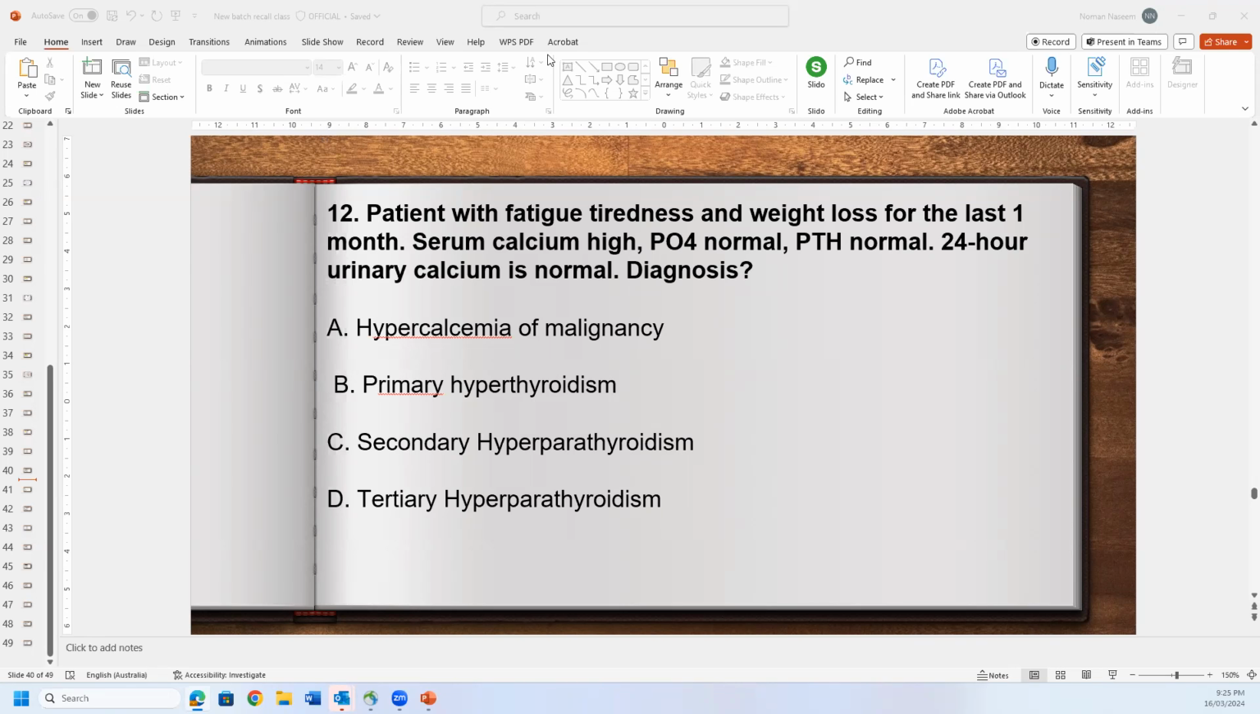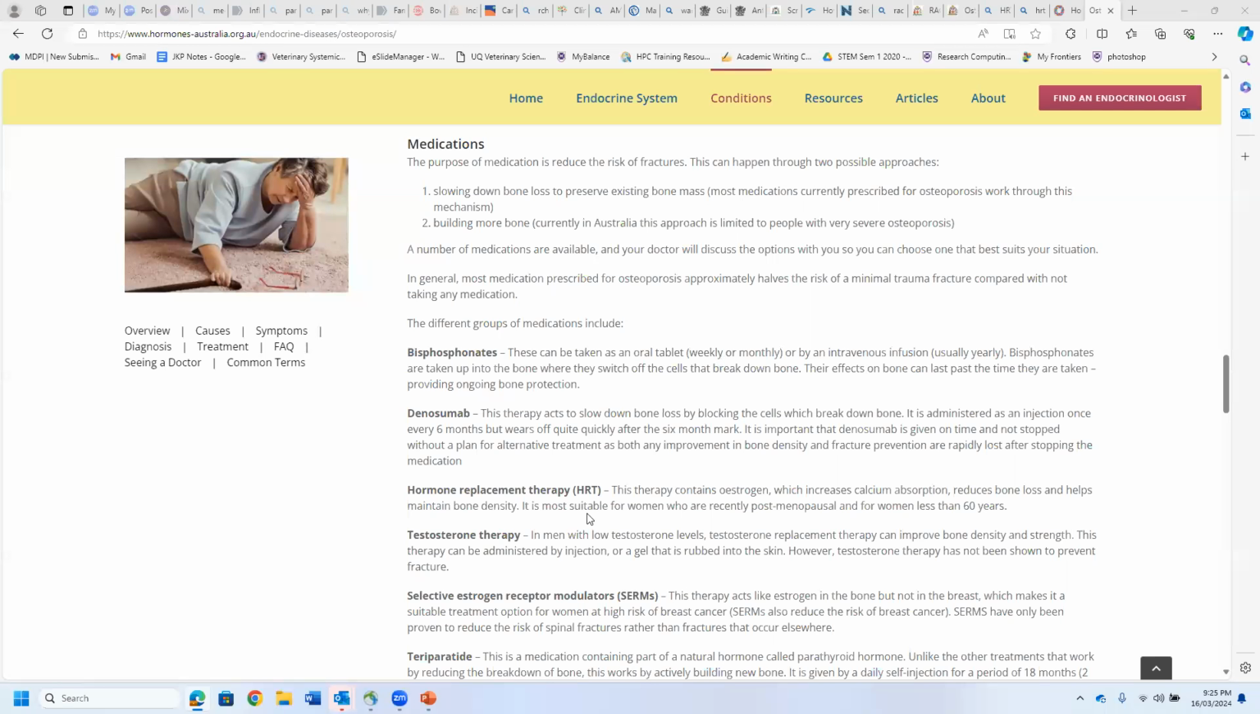Okay, look over here, guys, for those who were asking about when we use the hormone replacement therapy. So first line bisphosphonate, second line denosumab. So hormone replacement therapy is used for women who are recent postmenopausal or for women less than 60 years of age having postmenopausal symptoms prematurely. So this is when we do.